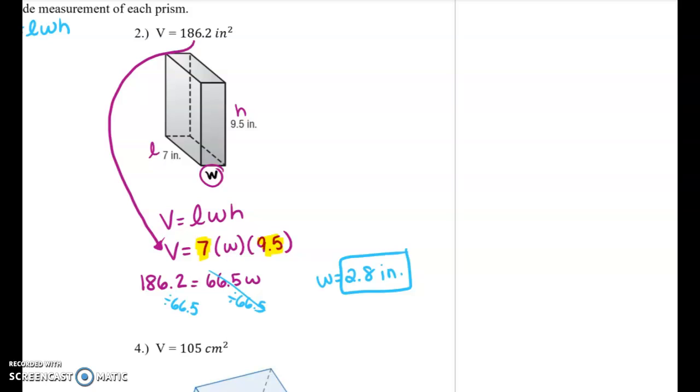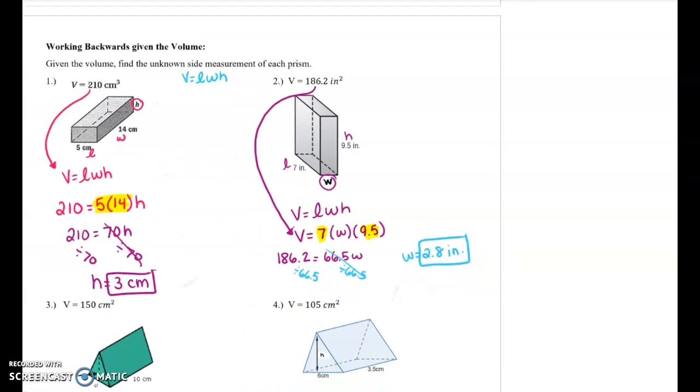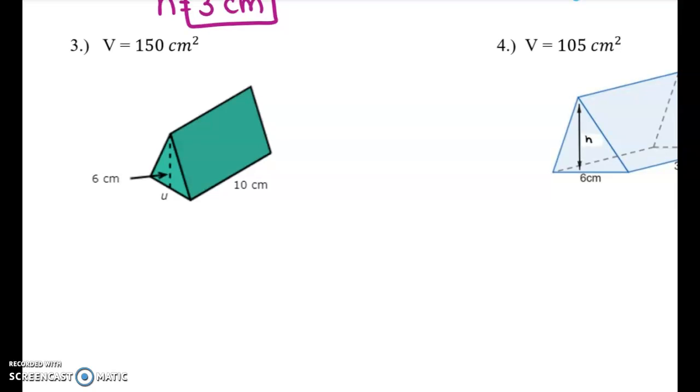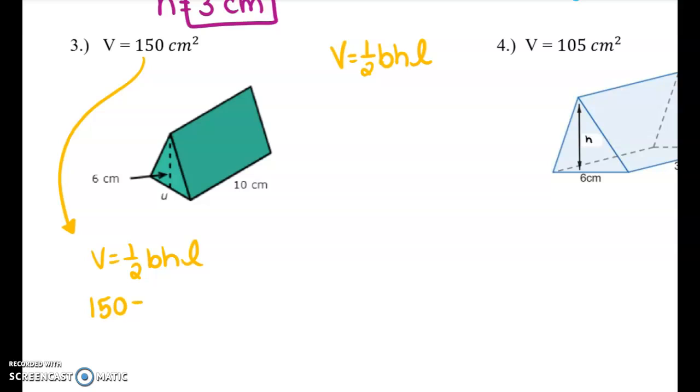The only difference between the rectangular prisms and the triangular prisms is that you have to remember that 1/2 for the triangle. So for this one, since this is a triangular prism, I'm going to use the formula volume equals 1/2 base times height times length. The volume, in this case, is 150, because they gave that to me up at the top. My volume, 150, is equal to 1/2. My base, I don't know. Remember, the base is the bottom part of the triangle.